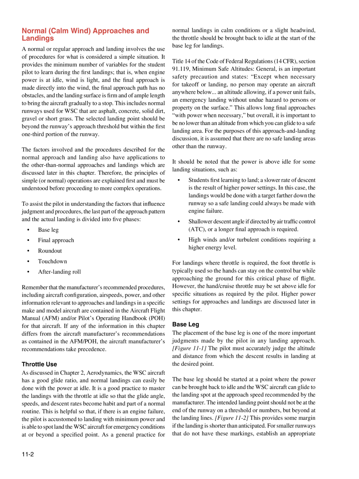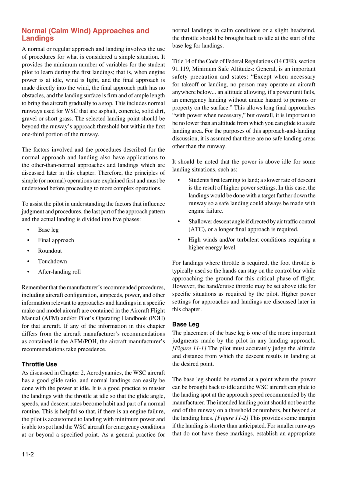The WSC aircraft has a good glide ratio, and normal landings can easily be done with the power at idle. It is a good practice to master the landings with the throttle at idle so that the glide angle, speeds, and descent rates become habit and part of a normal routine. This is helpful so that, if there is an engine failure, the pilot is accustomed to landing with minimum power and is able to spot land the WSC aircraft for emergency conditions at or beyond a specified point. As a general practice for normal landings in calm conditions or a slight headwind, the throttle should be brought back to idle at the start of the base leg for landings.